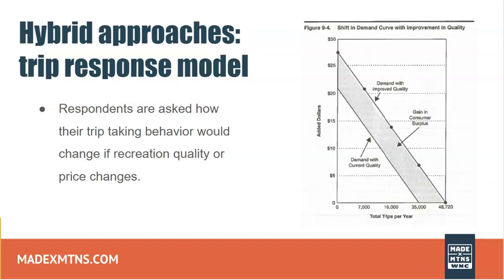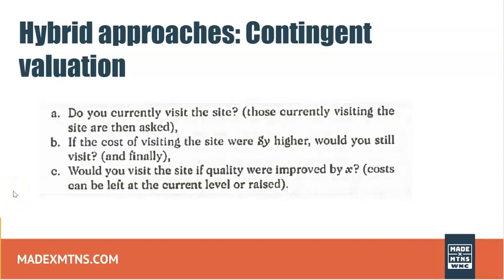Okay, and then the second hybrid approach is related to the contingent valuation method that we talked about in the previous video. So you might ask questions like, do you currently visit the recreation site? And those who are currently visiting the site, you ask if the cost of visiting the site were Y dollars higher, would you still visit? So that's the contingent valuation question that we talked about in the last video. And then for people who say they would not visit the site if the cost was higher, you could ask, would you visit the site if quality were improved by X, where X is some description of a quality improvement.